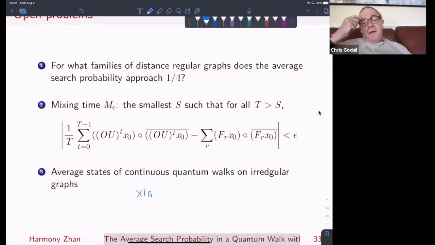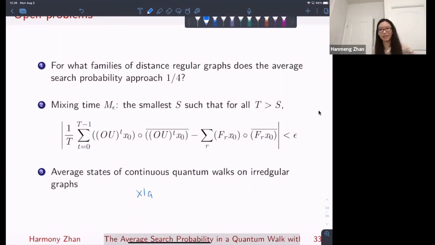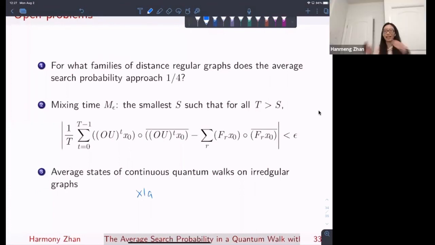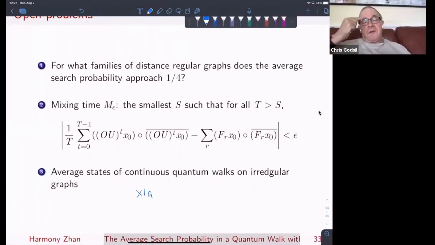Harmony, you were relating the sedentary property to your limit. You've got your limit of 1/4 for all strongly irregular graphs, but I don't think all strongly irregular graphs are sedentary, at least I can't prove it. Okay, sorry, I wasn't being very clear. The graph doesn't have to be sedentary.